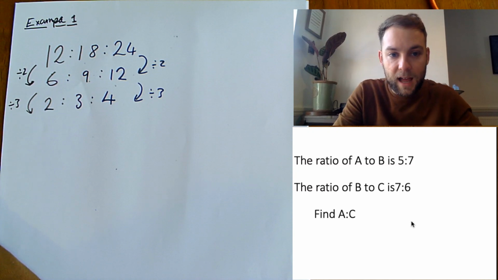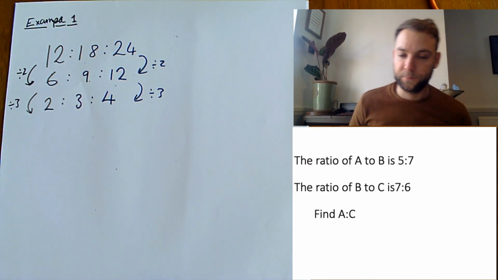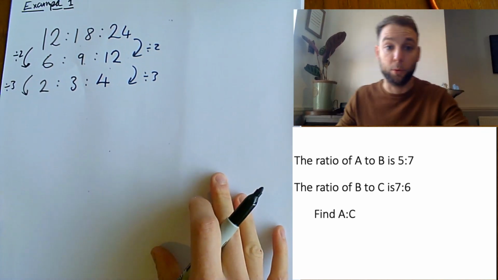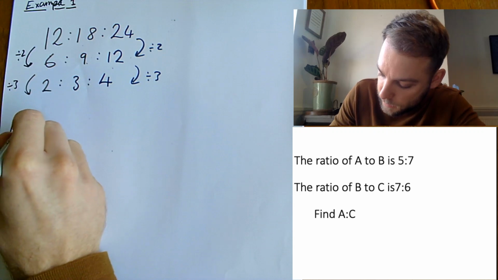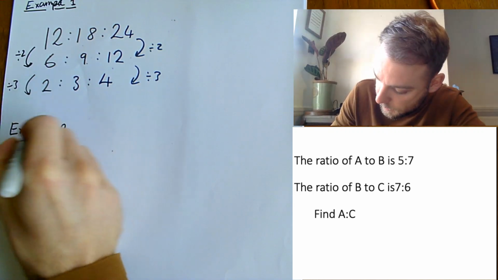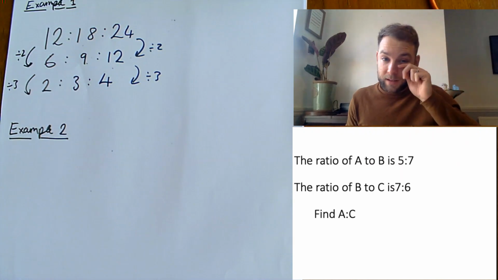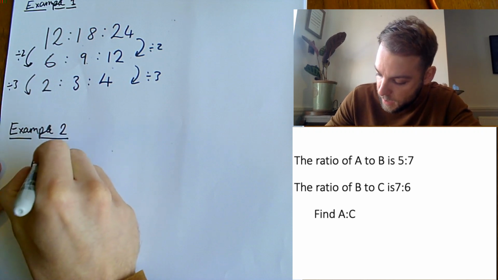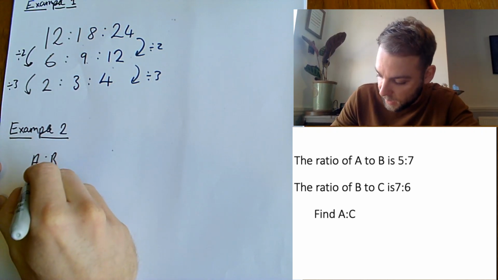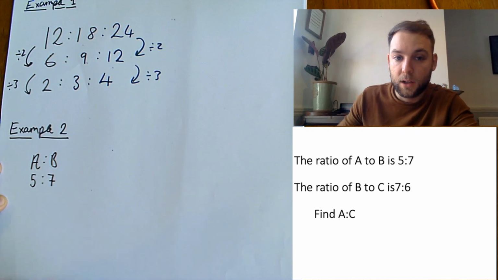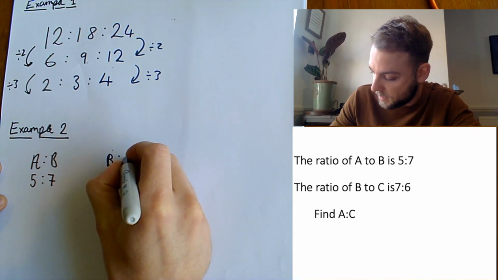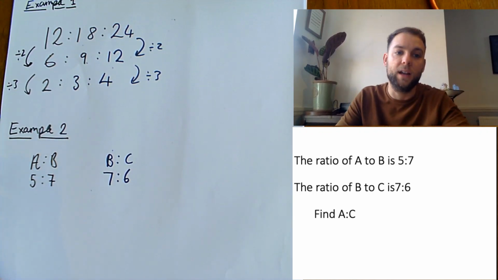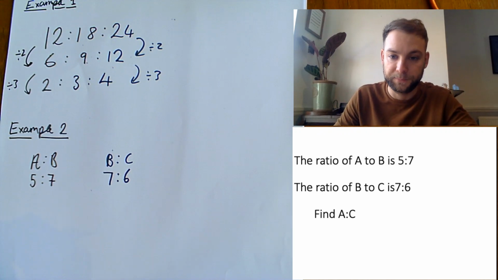Okay, let's have a look at this question here. Again, I want you to make sure you get this down in your book. So this one here is example 2. Example 2 says the ratio of A to B is 5 to 7. The ratio of B to C is equal to 7 to 6. What is the ratio of A to C?